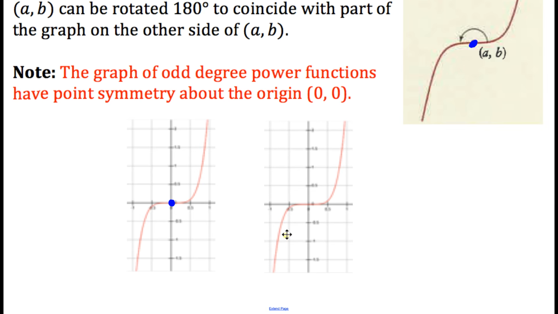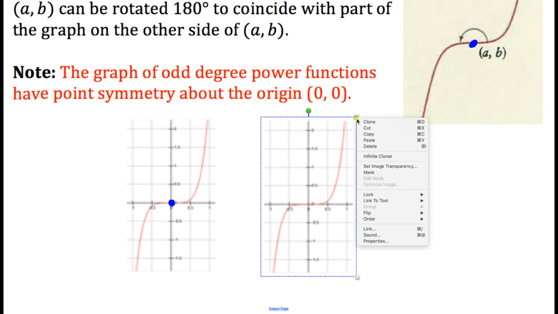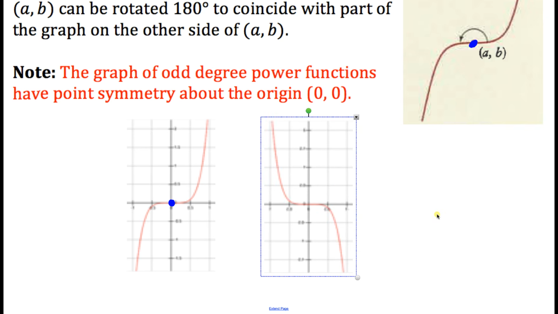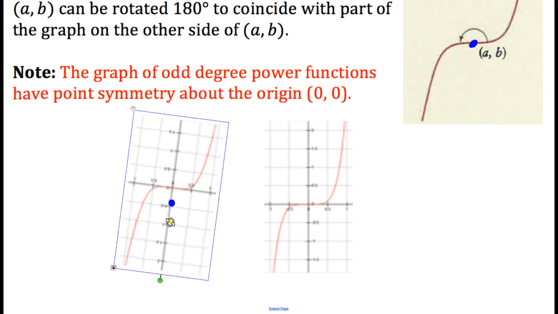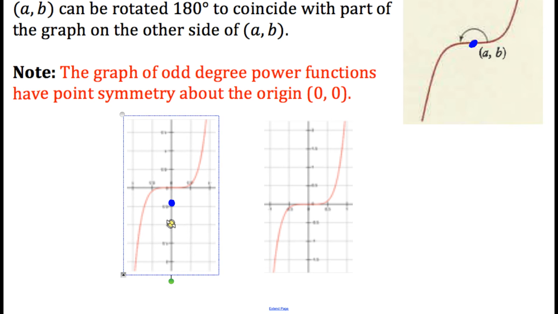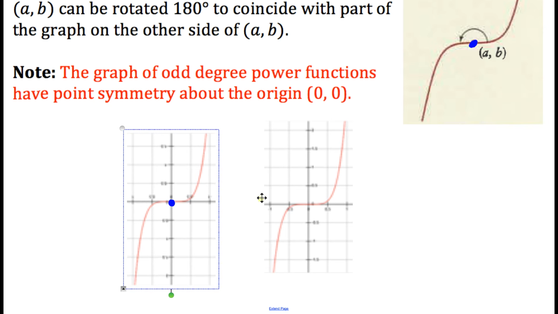If I were to take this function and do a reflection across the y-axis to see if it has line symmetry, let me show you that. Let me just reflect this across the y-axis. Let me flip it left, right. Notice it's not the same function anymore. So it does not have line symmetry. But if I were to rotate that function 180 degrees around the origin, watch if I do this, rotate it 180 degrees around that point at the origin. Let me just move it back a little bit here for you. Notice it still looks exactly the same as where it started. So it does have rotational, or what we call point symmetry.